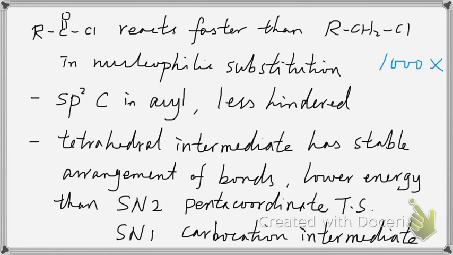For both cases, those are not stable intermediate or transition state. Okay, penta-coordinate, there are 5 bonds around the carbon, not very stable. And the carbocation, there are only 3 bonds, so not very stable either compared to tetrahedron intermediate. Carbon is stable in the tetrahedron form, right? So because of these two reasons, the acyl chloride will react faster than alkyl chloride in nucleophilic substitution.